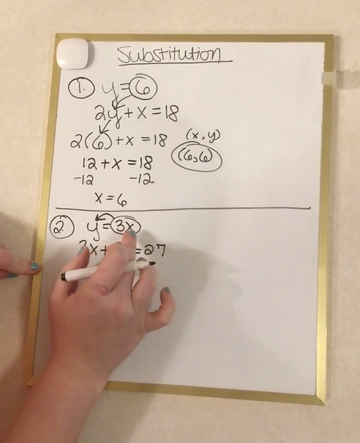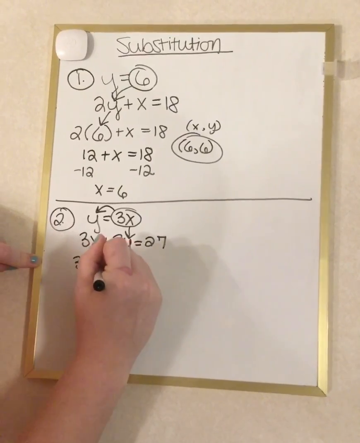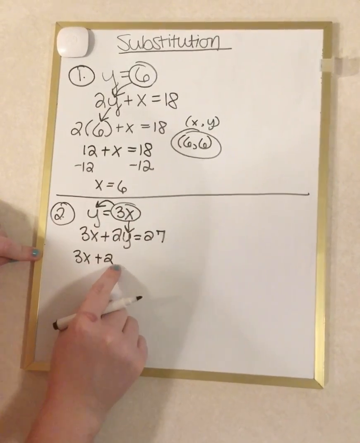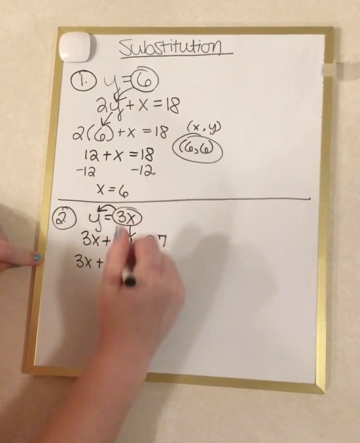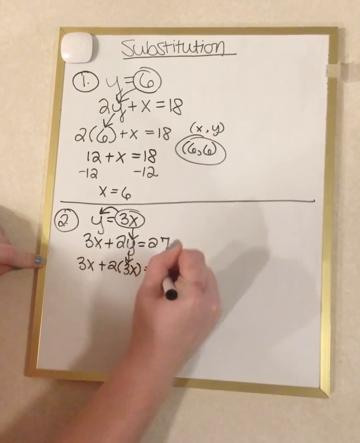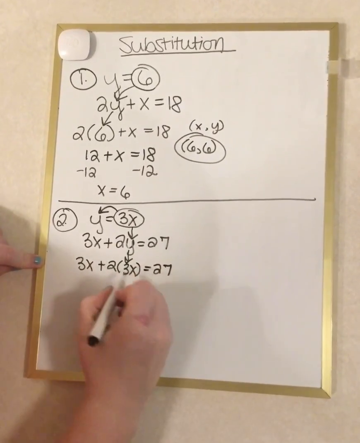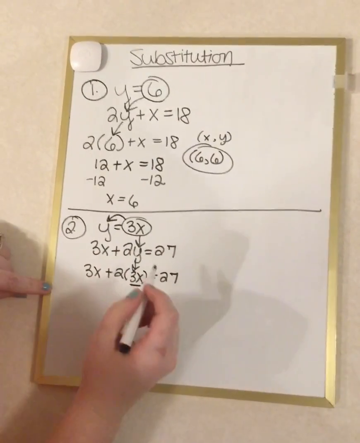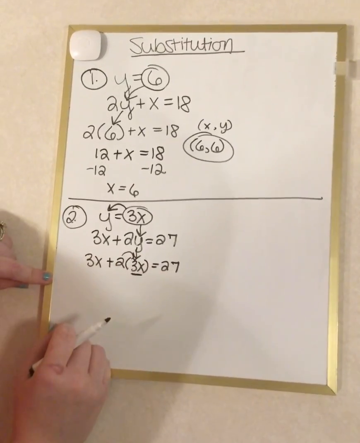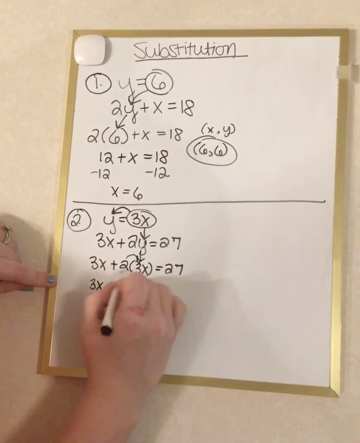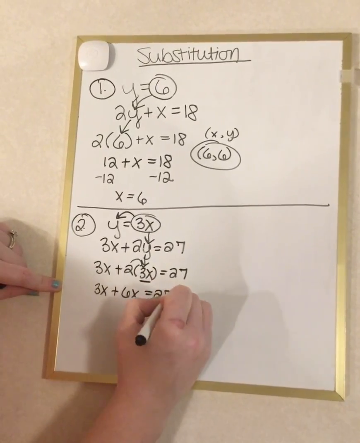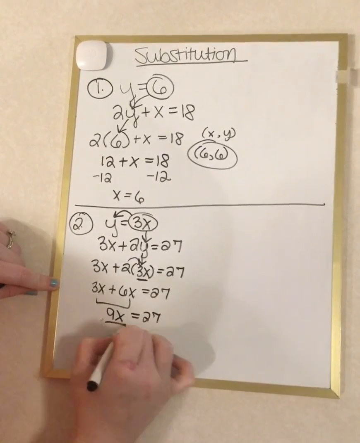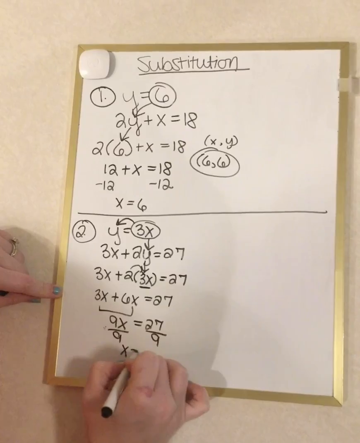Whenever we start introducing variables, that's where we have to start using parentheses. Still do it up here to get yourself in the habit, but now it's really important. So whenever I replace this y, I'm going to plug in 3x with parentheses. This is the only piece that's different. Everything else stayed the same. Now we're going to simplify. You're technically distributing the 2, so we'll have 3x plus 6x equals 27. Together, these make 9x when I combine. Then if we divide both sides by 9, we get x equals 3.